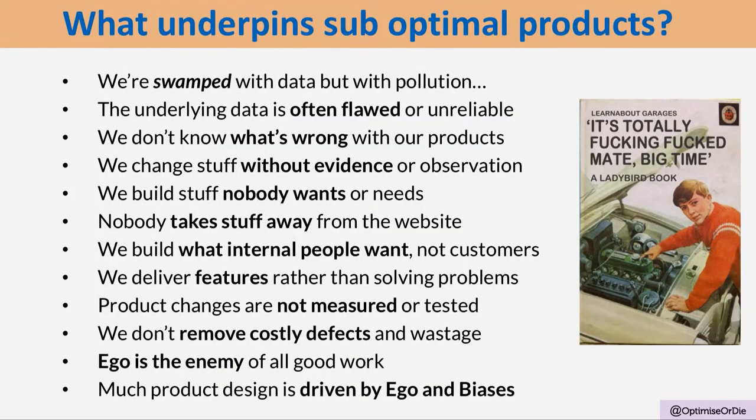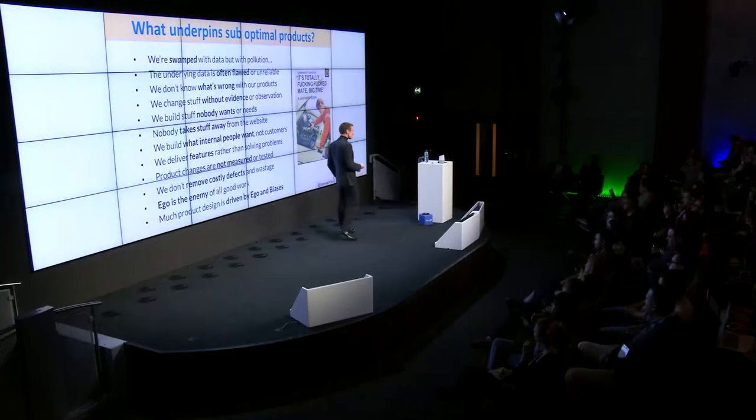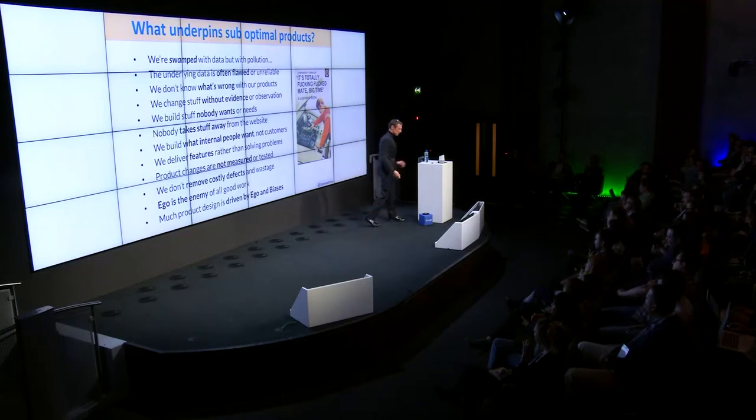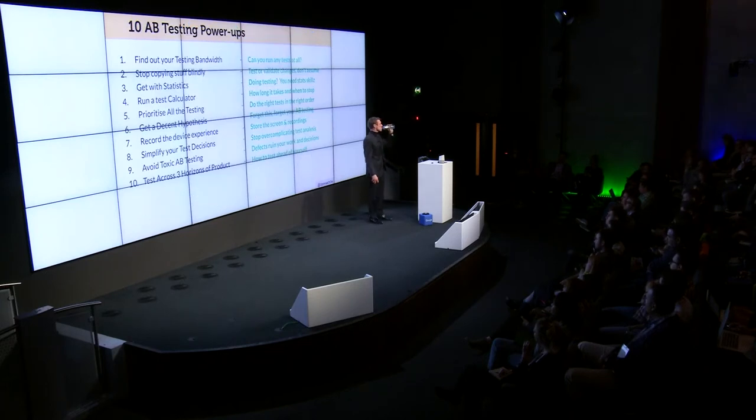So we have all these flaws that underpin suboptimal products, right? I'm not going to go through them all, but there's often these problems gnawing away at the center of it. And a great deal of it, as you've seen from the work of Booking.com, is removing ego from the process. Ego, cherished notions, whims, personal opinions have no place in this design, right? And this is the problem, that much product design is driven by ego and unconscious biases.